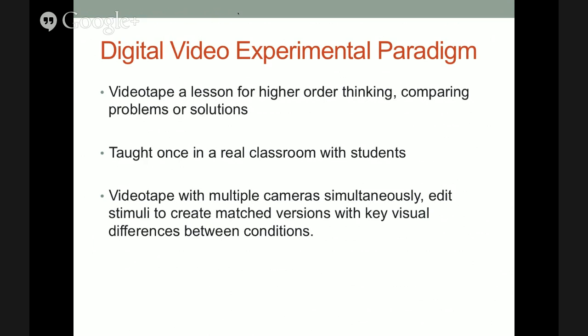So you can randomly assign within classroom. We do the testing in classrooms, so with their peers nearby, but they're each at an individual computer, so you have a lot of control about what's happening.